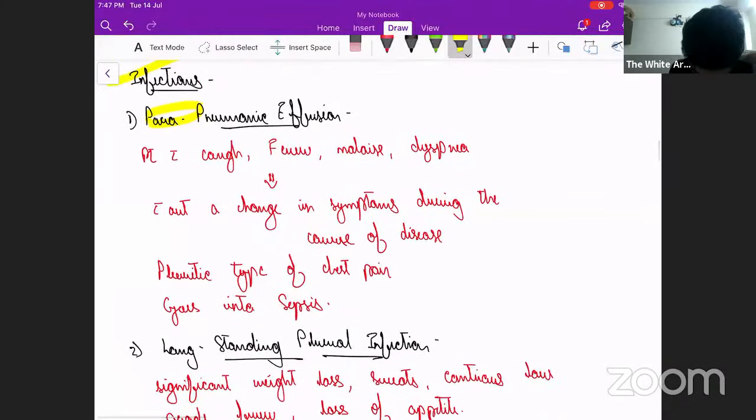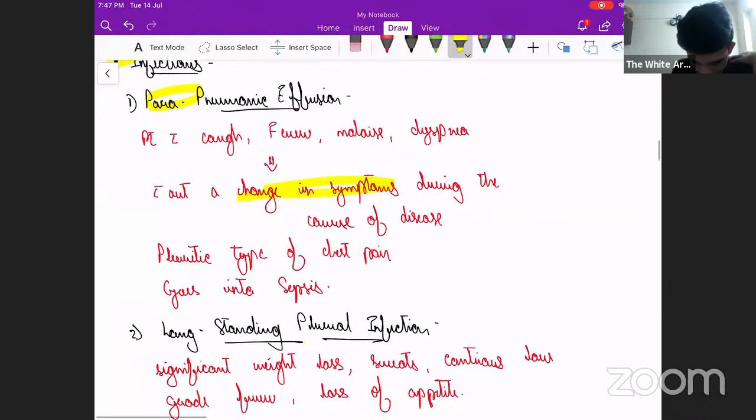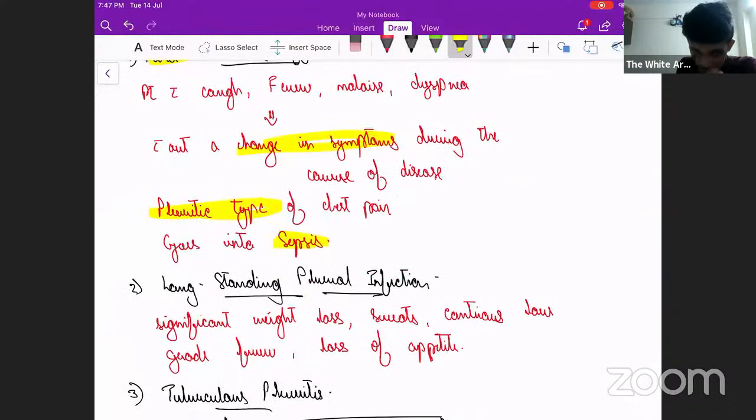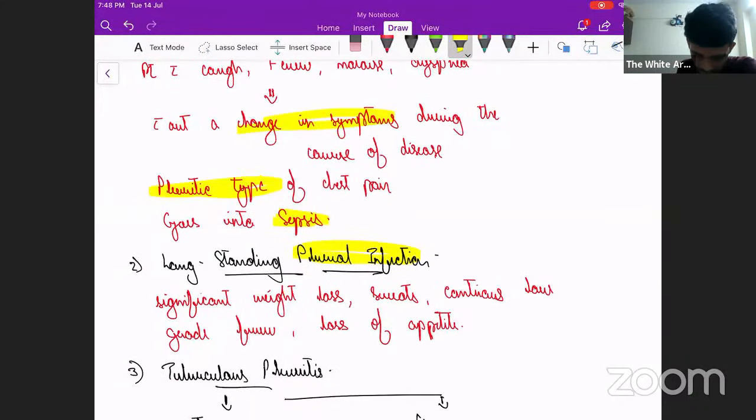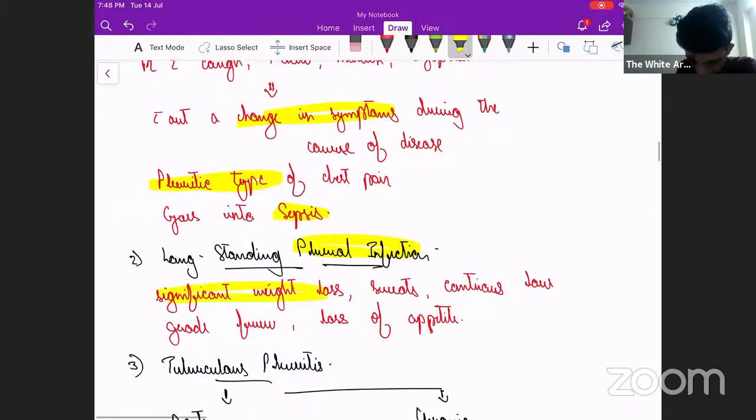Okay, so there will be no change in symptoms during the course of the disease. The patient might develop pleuritic chest pain, or go into sepsis. Worsening of the symptoms can be there. Then we'll have to think of parapneumonic effusion, and it can be long-standing pleural infection. Long-standing means this is a chronic presentation. You'll have significant weight loss, night sweats, continuous low-grade fever, loss of appetite. In this condition, again, this is mimicking malignancy and TB. So we'll have to consider that in our differential diagnosis.